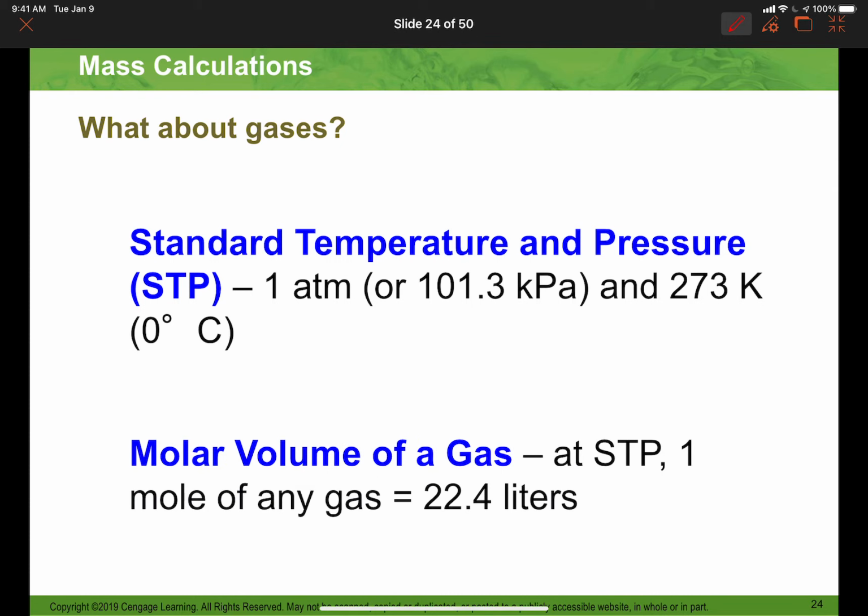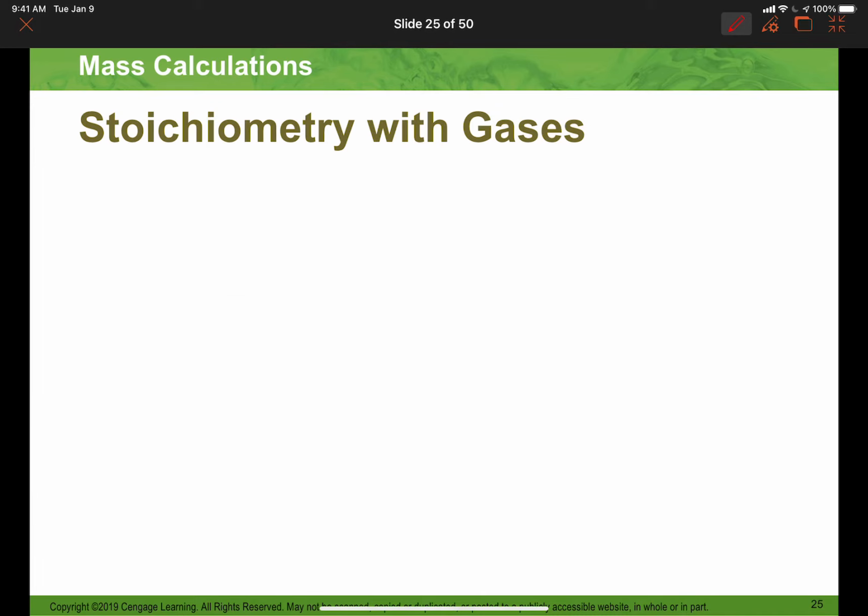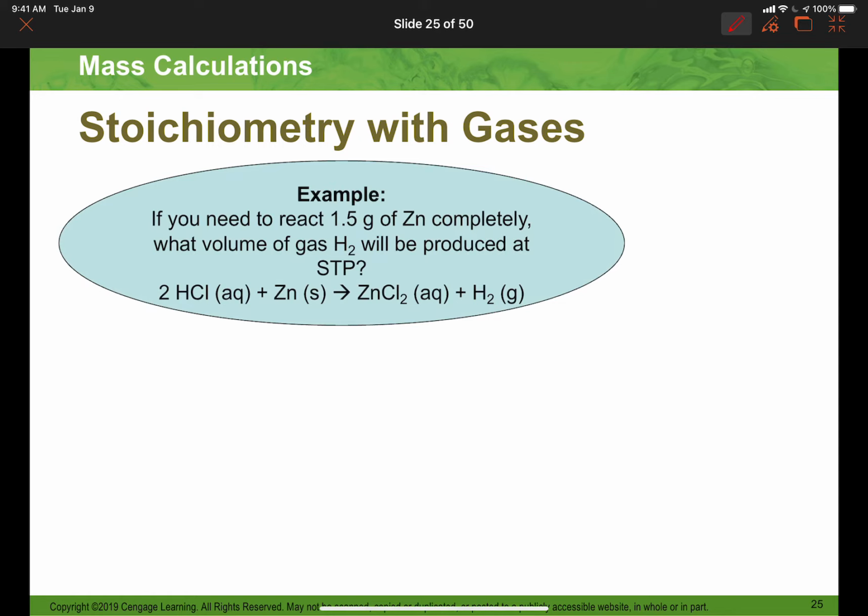The volume of the gas: no matter what, at STP, 1 mole of any compound gas is 22.4 liters. We're going to use this information to do stoichiometry with gases. It says, if you need to react 1.5 grams of zinc completely, what volume of gas of H2 will be produced at STP? I want you to follow along with me, and then I'll let you do an example by yourselves.